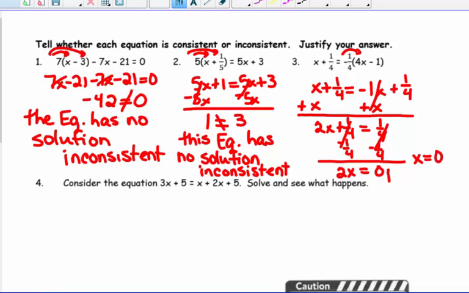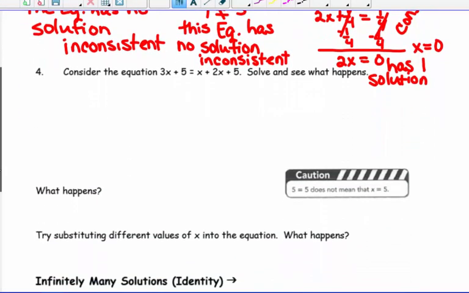So it has one solution. So it's right on the side here, consistent. We get a solution. X equals 0. That is a solution. So don't be fooled by that. Consider this equation. Solve and see what happens.